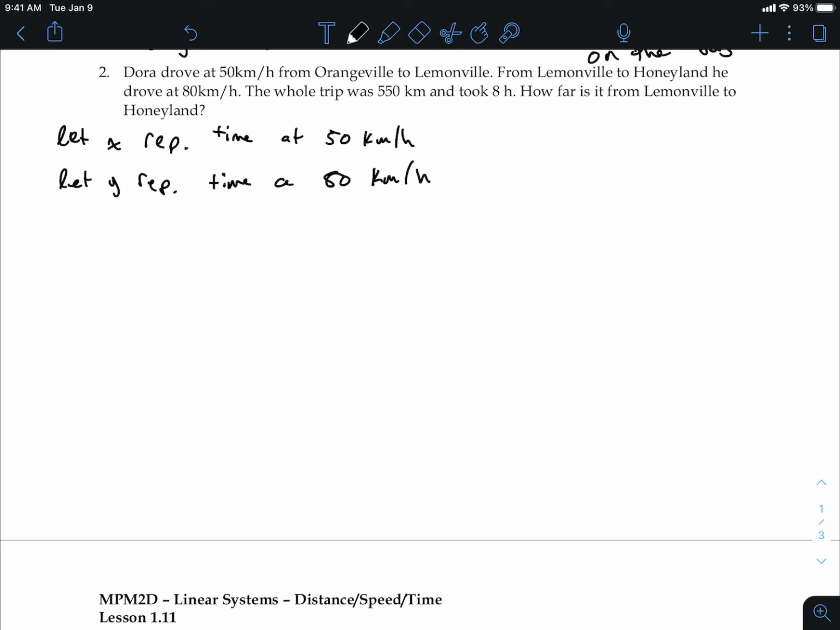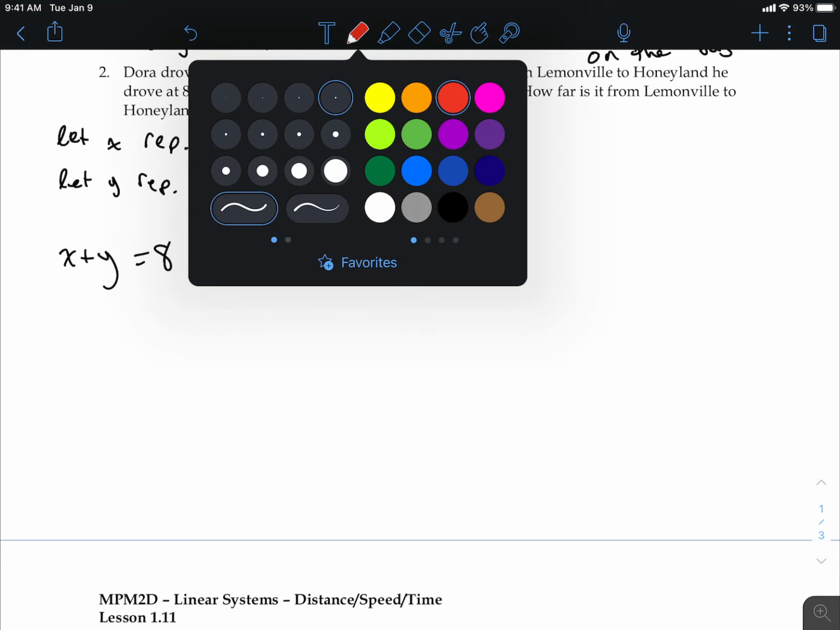Something along these lines. I said x plus y has to equal 8. That is what you would call the time equation. Then your distance equation would just be the two speeds.